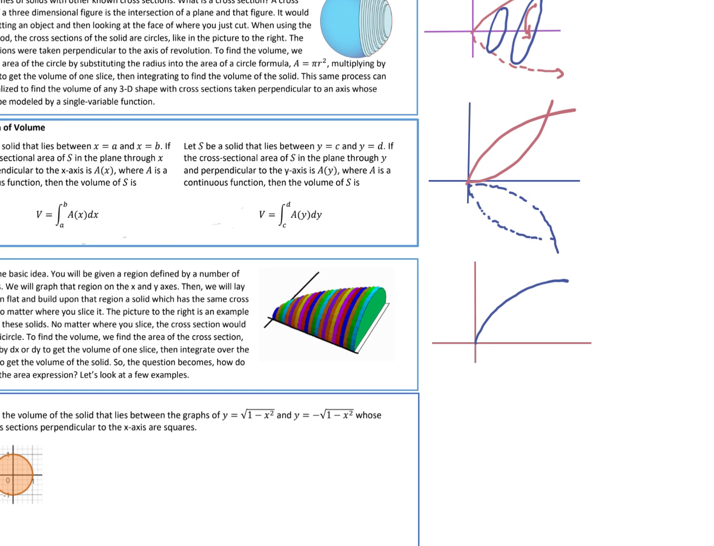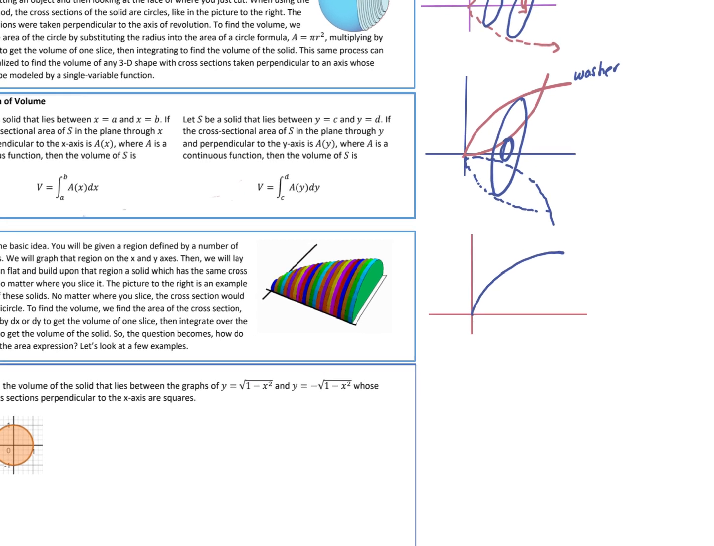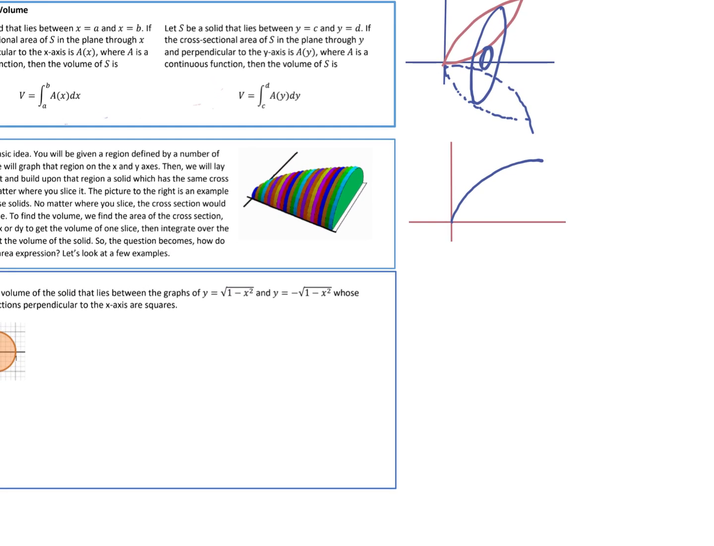Then we graduated to the washer method. Again, we took two curves and revolved them, physically rotating them around the x-axis, and created this solid of revolution. We had a washer because we had the outer curve and then the inner one, so we got something that looked like a washer, or kind of like a donut with a hole in the middle, okay?